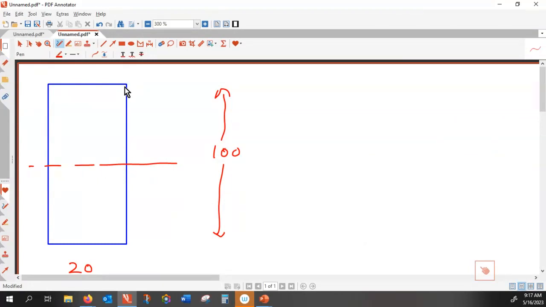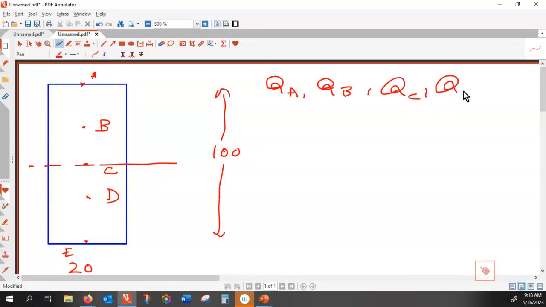So let me put a number of points here. Point A, point B, point C, point D, and point E. Okay, we are looking for QA, QB, QC, QD, and QE. All right. So how do we do that?